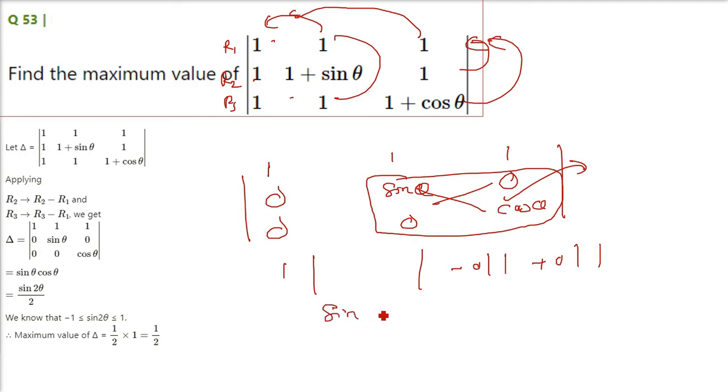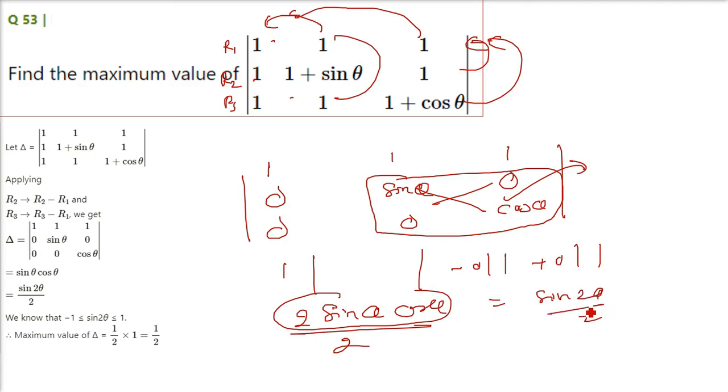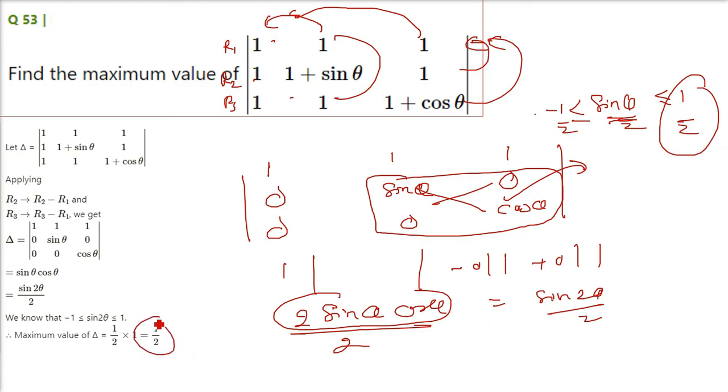Now sin theta cos theta can be written as, when you multiply by 2 and divide by 2, 2 sin theta cos theta is sin 2 theta, divided by 2. Now sin 2 theta by 2. We know that the minimum and maximum value of sin theta or cos theta is negative 1 and plus 1. The range is like this. They both are inclusive. So when we divide by 2, just divide by 2 on both sides. So the maximum value is on the right hand side, half. Maximum value is half.